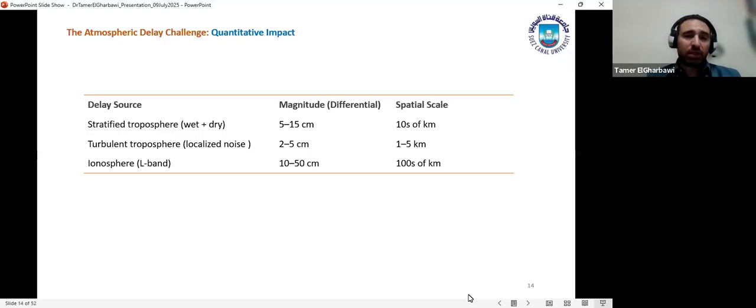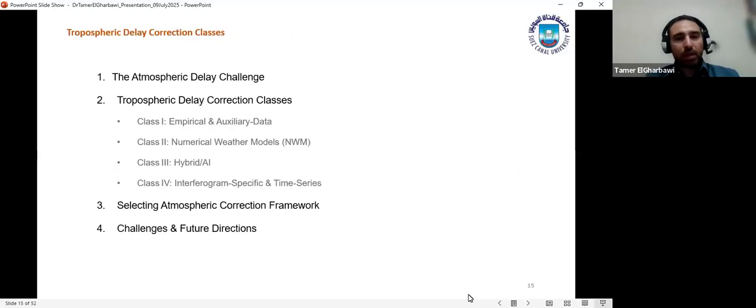For the ionospheric delay, we discussed that, and it has a spatial scale of hundreds of kilometers, so its effect can be easily removed using other sensors like C-band or X-band if they exist. So this was a quick introduction.